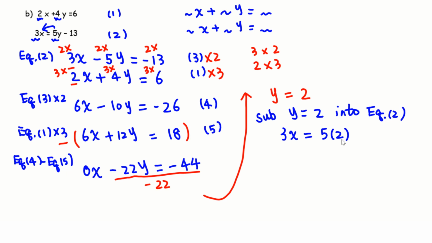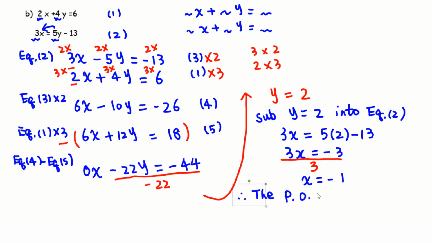So 3x equals 5 times 2, which is 10, minus 13. Then 3x equals 10 minus 13, which gives you negative 3. Move the 3 to the other side by doing the opposite operation, which is division. The x equals negative 1. We have the x and y. Don't forget the statement: the point of intersection, the solution, is x comma y. X is negative 1, y is 2. Then this question is done.